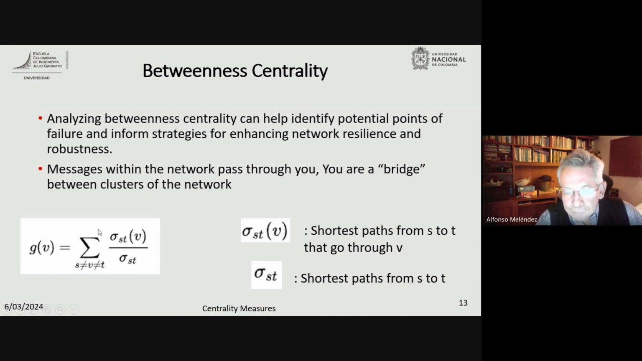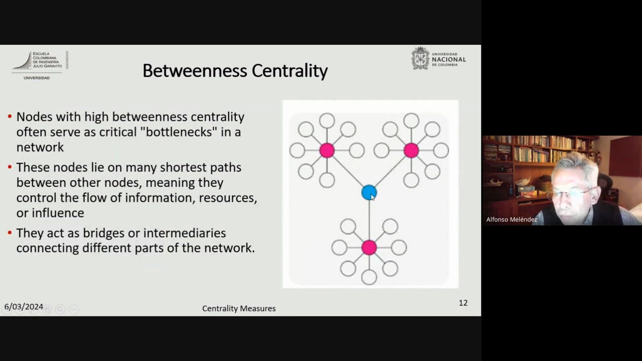What are we going to do? We're going to consider all the shortest paths that go from some node of the network to another that go through B. Okay? For example, all possible paths from this node to this, from this node to this, all possibilities. A lot of possibilities. This node, I want to connect them to this node. Pass through this node, okay, we have to include it in the sum, okay?